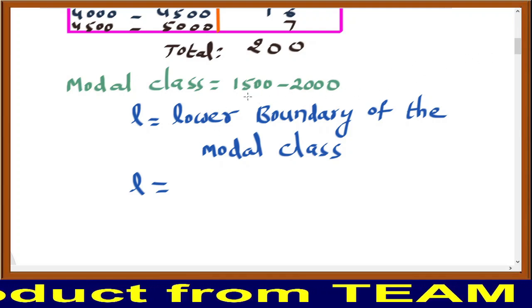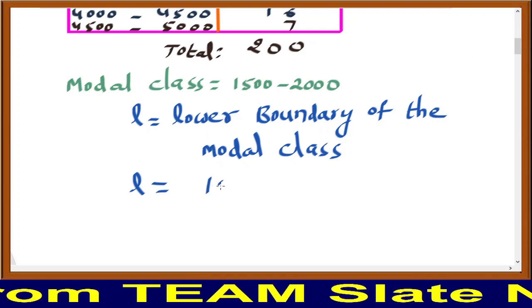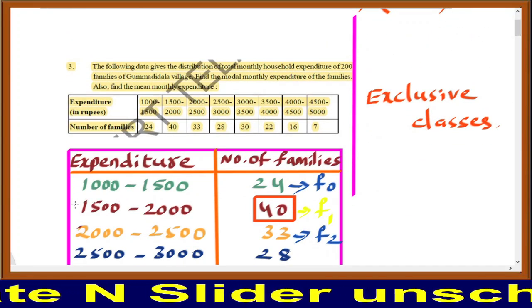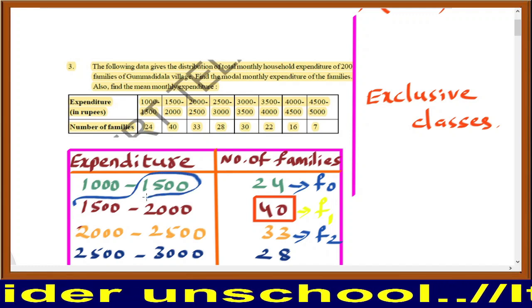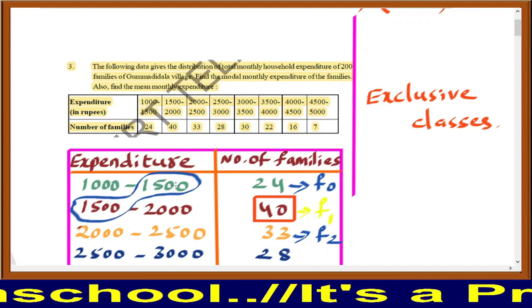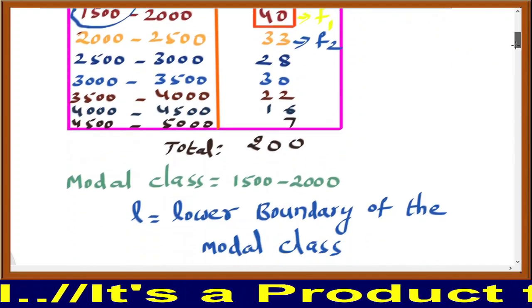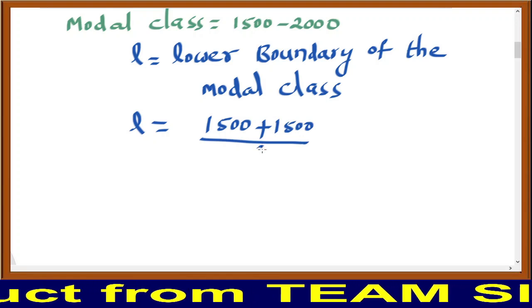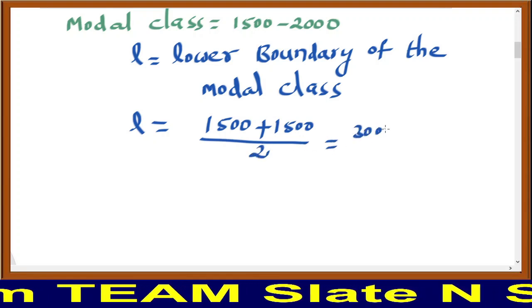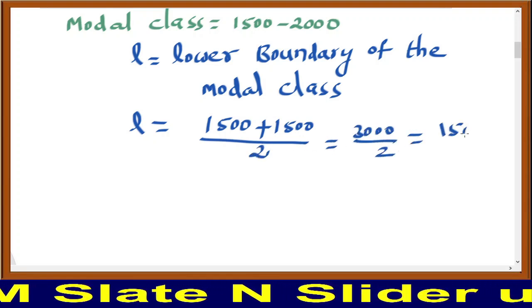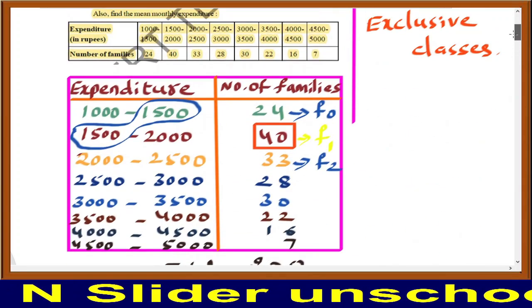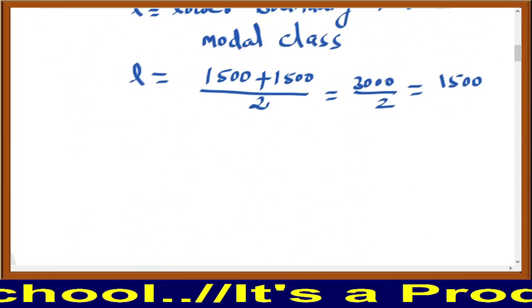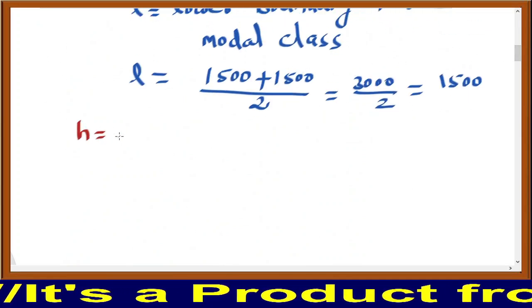The lower limit of the class interval is 1500, plus the upper limit of its preceding class. So this 1500 is the upper limit of the preceding class. Add these two and get the average, 1500 and the upper limit of its preceding class also 1500. By simplification we get 1500. So we got L, and we have to find out one more, that is H. What is H? H is the length of the class interval.